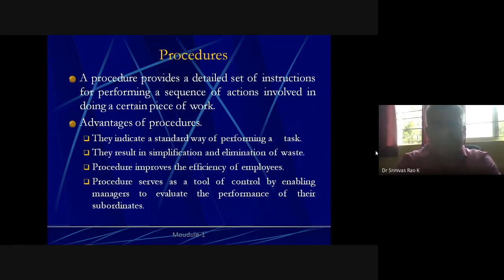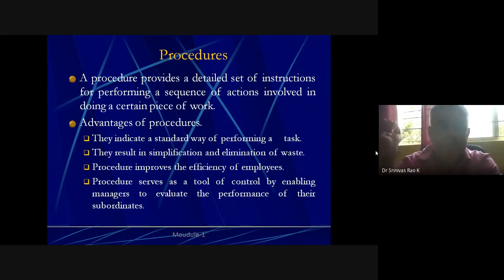Now comes procedures. Somewhere policies and some are procedures. There is a difference between policy and procedure. A procedure provides a detailed set of instructions for performing a sequence of actions involved in doing a certain piece of work. In case you do lab procedures, practicals, you write the procedure. What is that? Okay, take a diode, put it in the breadboard. Connect power supply, take output. So these are the procedure. It is given clearly one by one. These are strict guidelines. These are not policies, but procedures. You just have to follow the procedure. You cannot say I will not put the diode, but I will put a transistor. You can't do that because you have to stick to whatever procedure is given.